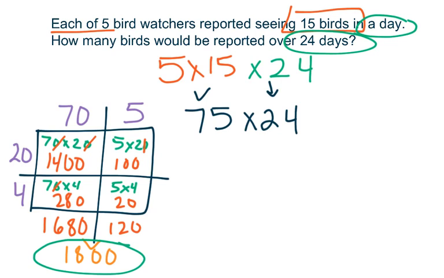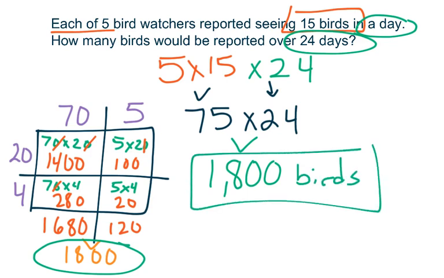So my question's asking me how many birds would be reported over 24 days, and I could solve that problem by saying 1,800 birds. Again, it's important for me to specify what my answer is related to, so here I have birds.